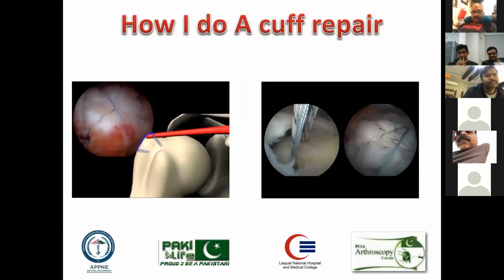And this is called the TOE repair or the transosseous equivalent repair. Incidentally, Sufyan read a paper this morning while waiting for this. I will post it on the sports forum, but it is telling that the mini open is far better than doing an arthroscopic repair. The results of the mini opens are far better than arthroscopic, but I will share it with you later. So anyway, I do what is called a transosseous equivalent, which means you have to put the tendon through or touch it to bone.